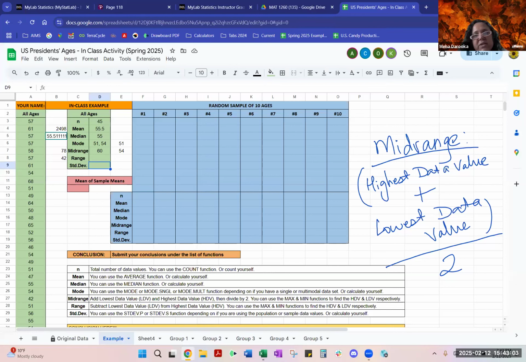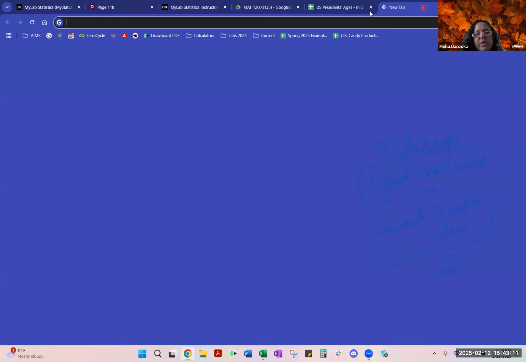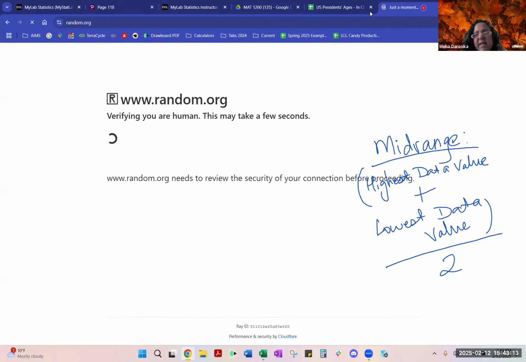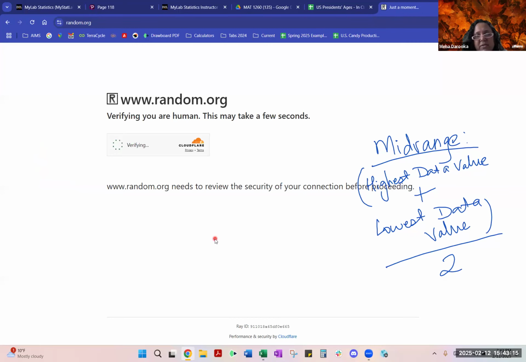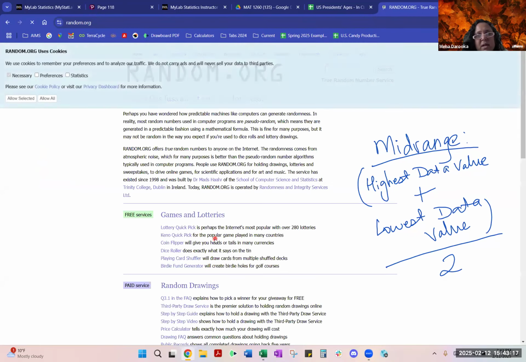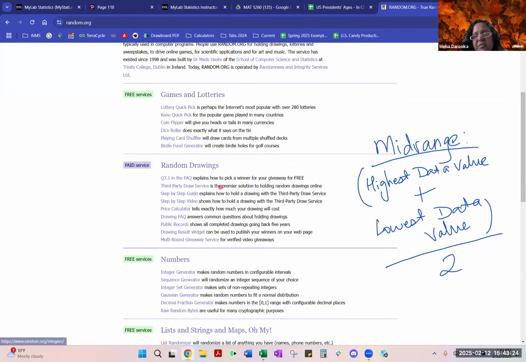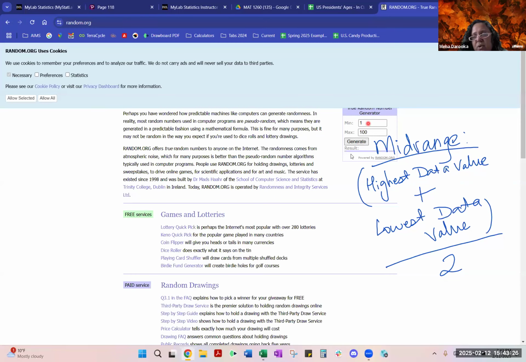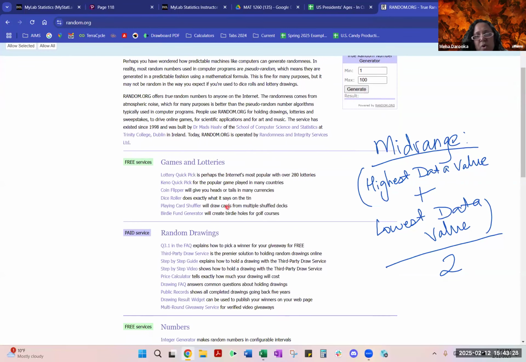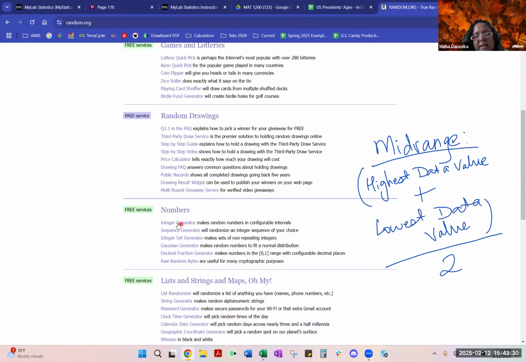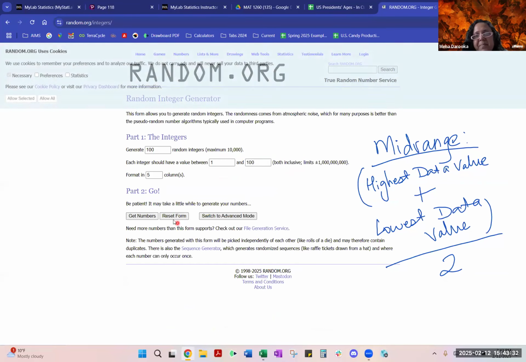So what I would like you guys to do right now is create some samples. I recommend going to random.org, because that's a great random number generator. For this, I would go down to the integer generator, instead of using the one at the top right corner of the web page. So go down to numbers and then use the integer generator.